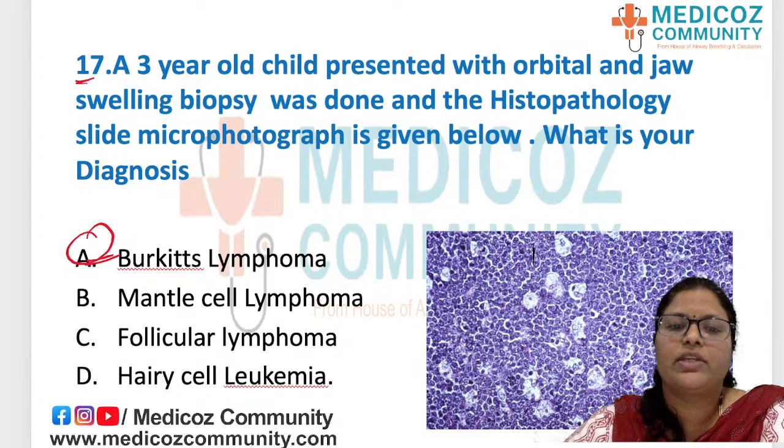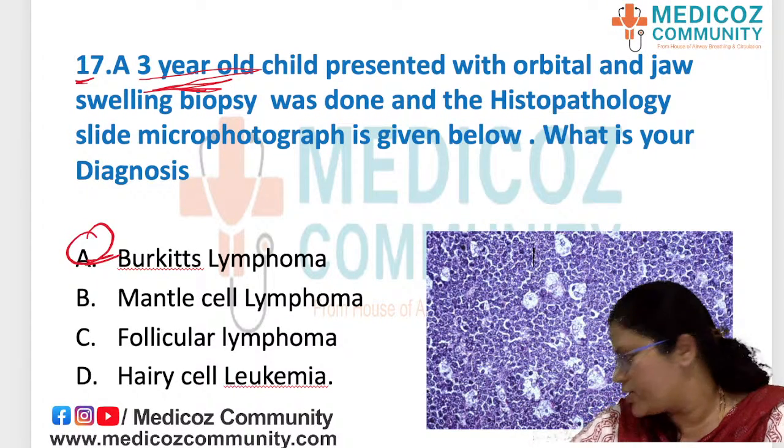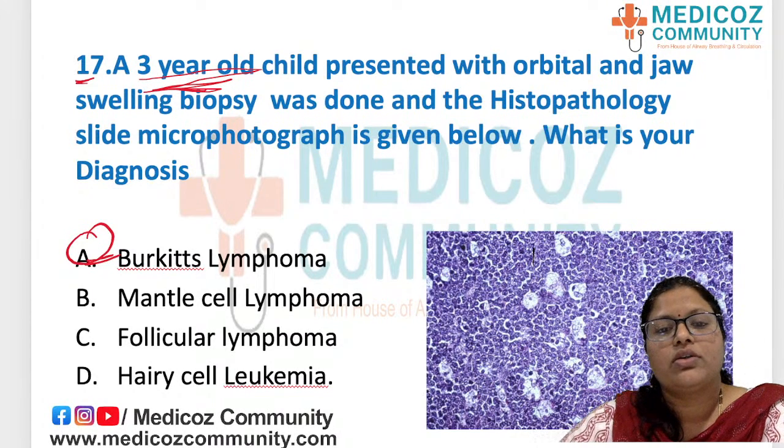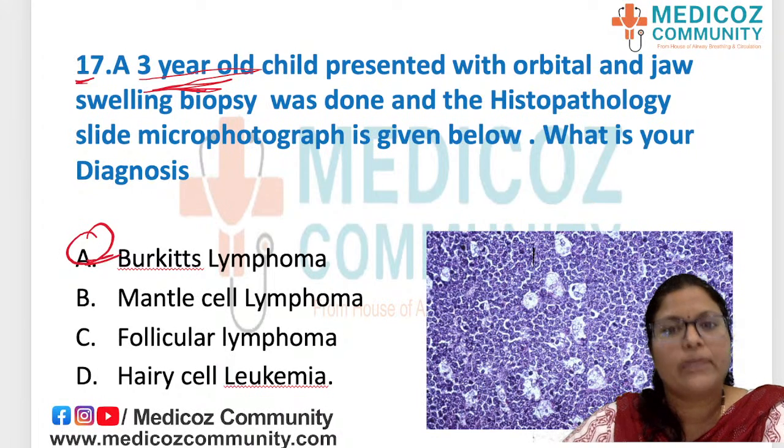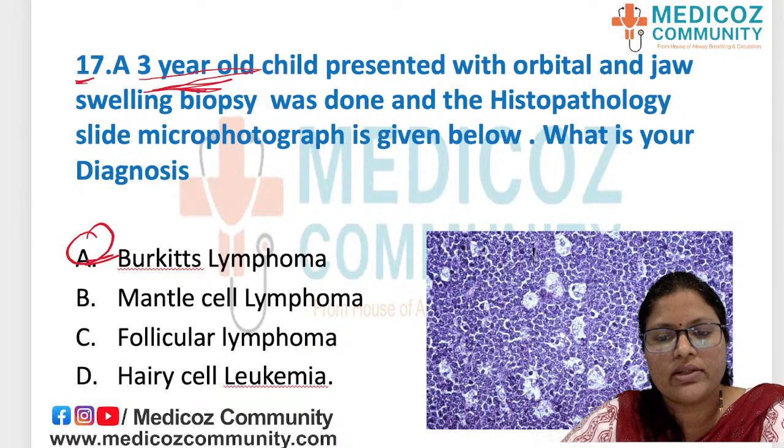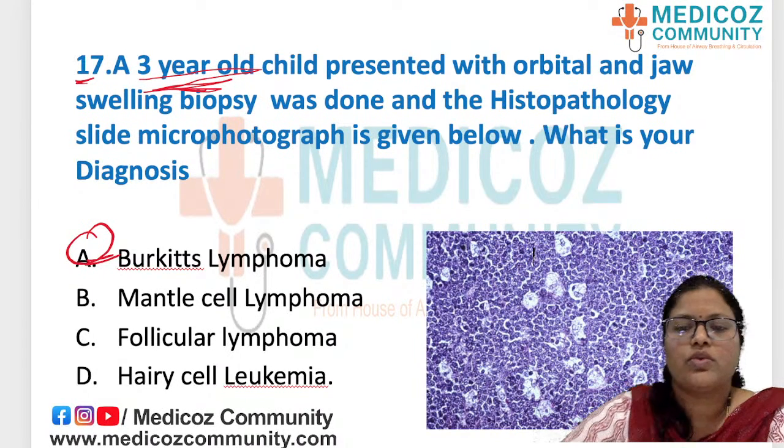So let's read the question again. First of all, this is a child. It's a 3-year-old child, and he's presenting with orbital and jaw swelling. So this is a head and neck swelling. And a biopsy was done and the biopsy is showing this. So what are you seeing here?